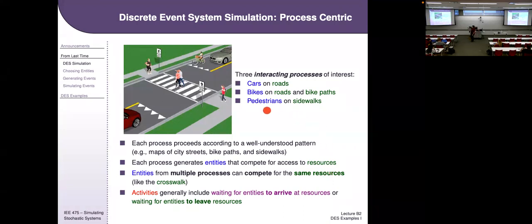So that's like this crosswalk here. This is one where all 3 processes need access to that crosswalk. And so long as there are pedestrians in the crosswalk, the cars and maybe even the bikes have to wait. So activities are the amount of time it takes for the pedestrians to get across the crosswalk, and delays are the time it takes for those waiting to enter the crosswalk in order to actually get through and start their activity.